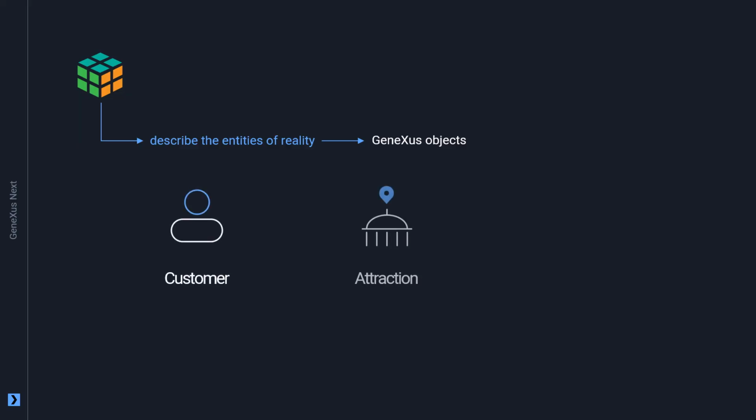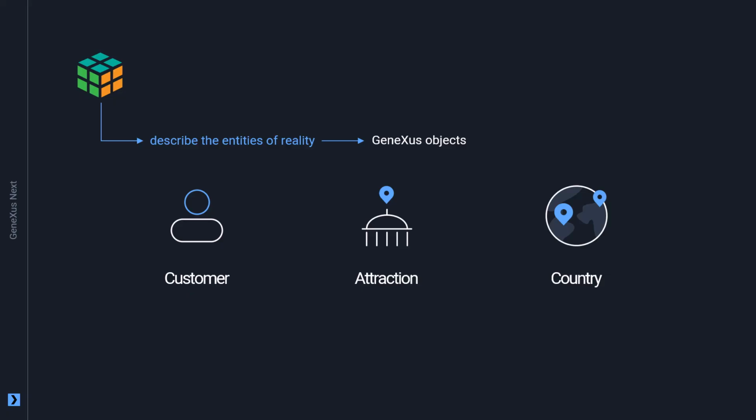After creating the knowledge base, the next step is to describe the entities of reality by means of GeneXus objects. To identify the entities of reality, we recommend paying attention to the nouns mentioned by users. At the travel agency that asked us for the application, they told us that they need to register their customers, the tourist attractions they usually propose to visit, as well as the countries where these attractions are located. From this, we identified these three entities of reality to be described in the knowledge base.